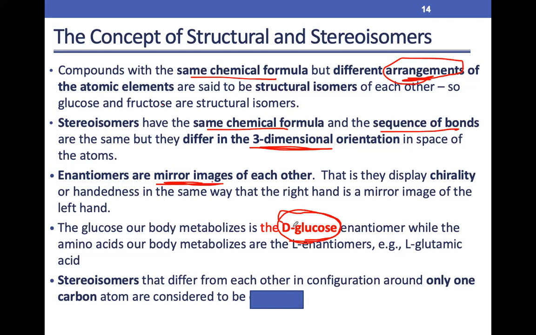Okay, and what do I call stereoisomers that only are a mirror image at one carbon? Only one of their chiral carbons are mirror images. The rest are identical. What's that called? Epimers. Perfect. They're epimers.